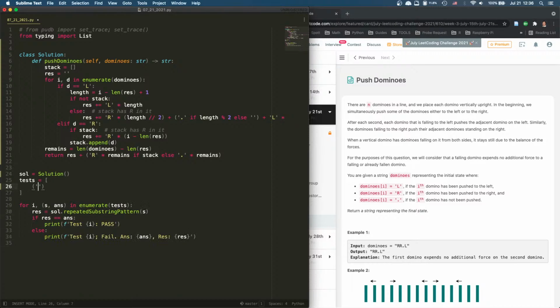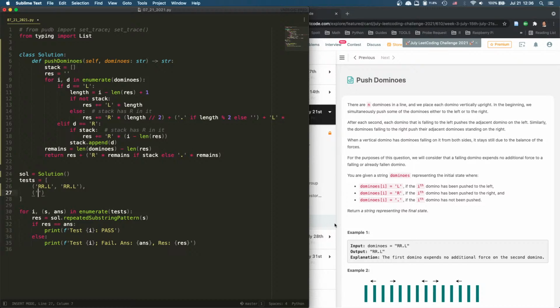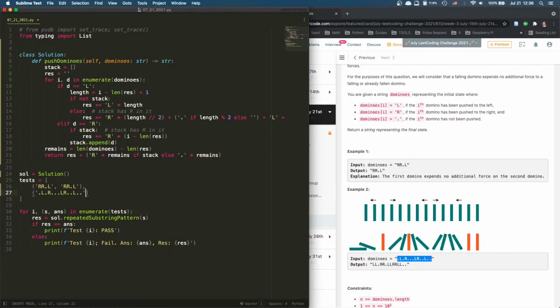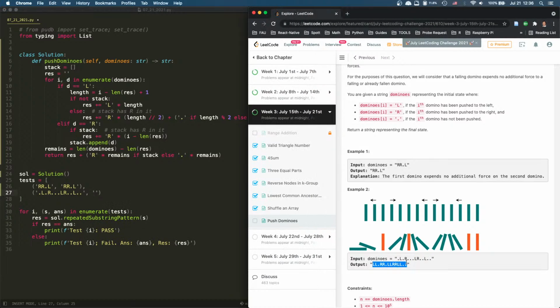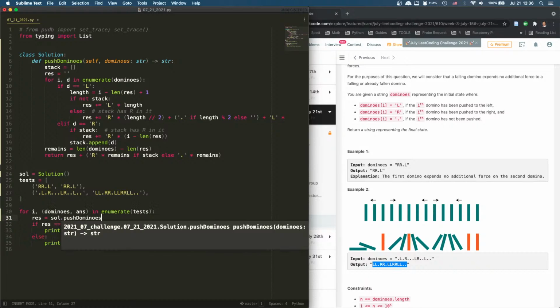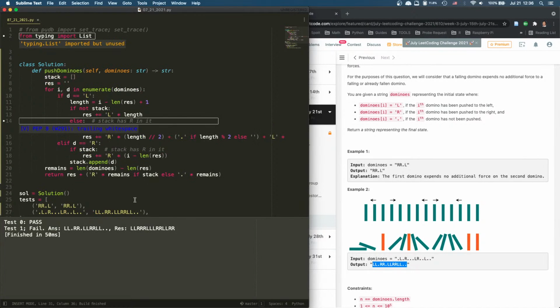The first test case is rr.l. We're going to return r.l. No change. Second one is, let's copy this. And then this one will turn into this. Alright, let's make sure these two pass. And I have some new ideas for testing this thing. So dominoes, push, dominoes, dominoes. Try it. Oh, we passed the first one, but we failed the second one.